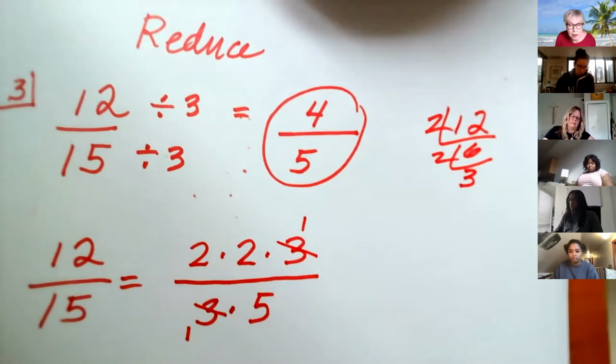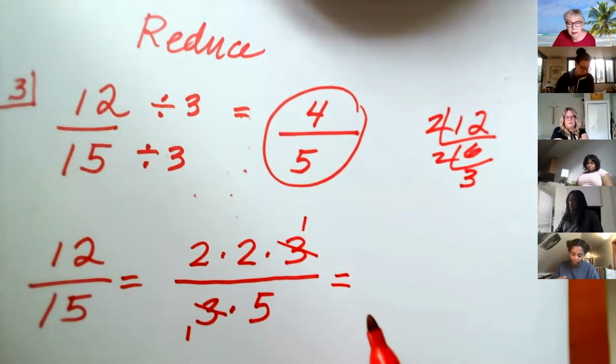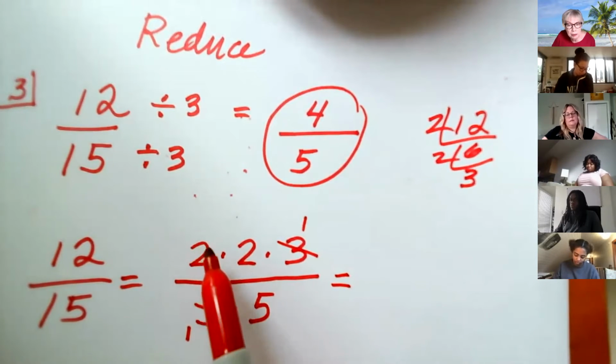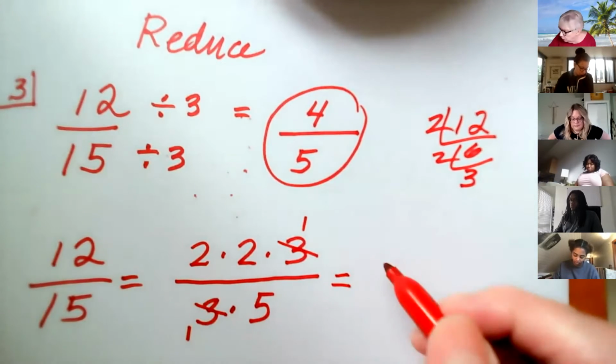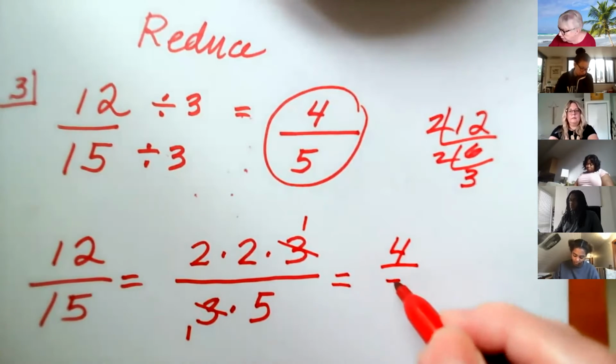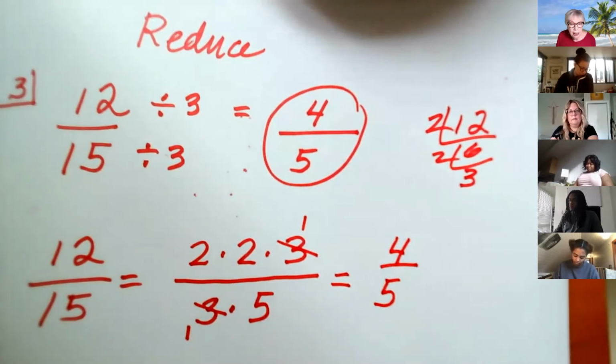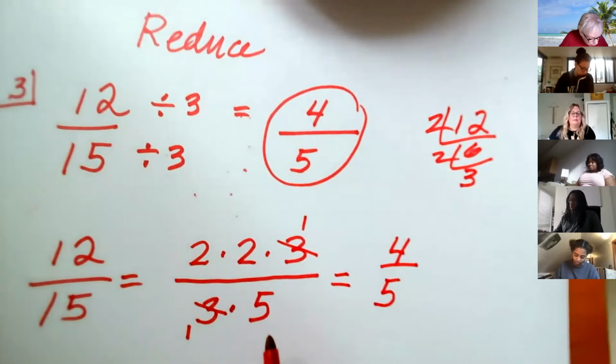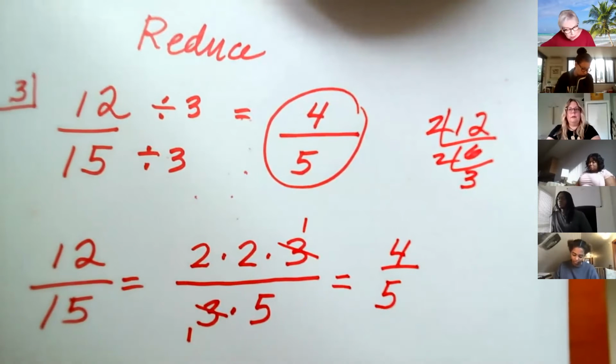And there's nothing else to cancel. I can't cancel a 2 with a 5. And so I have no choice on this except to multiply across. 2 times 2 is 4. 1 times 5 is 5. And there's the answer. Now, I know I've made a big fuss about doing this, but sooner or later, we're going to be happy about this when we get in trouble and we cannot figure out what needs to be done.